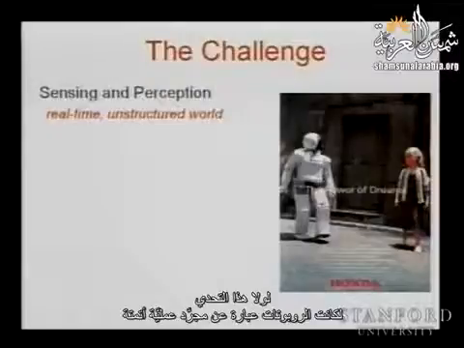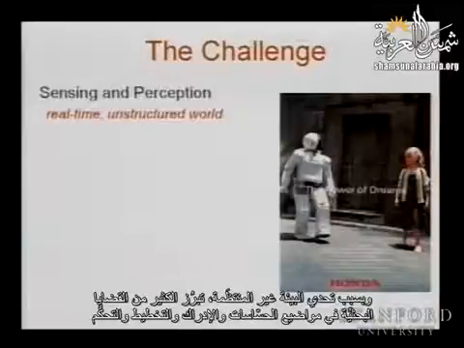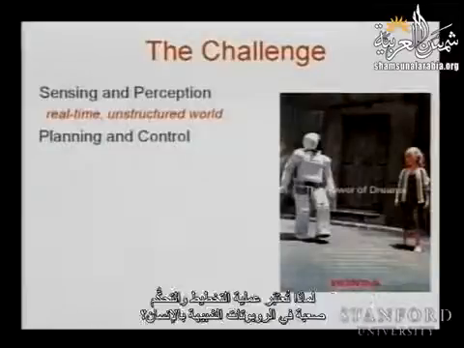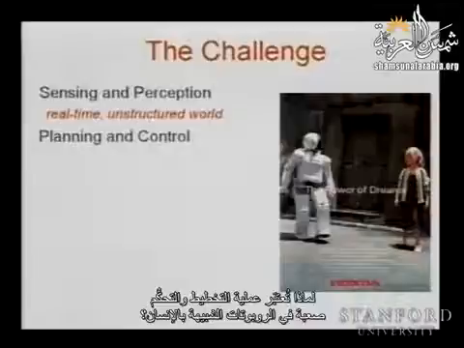I mean, without this challenge, in fact, robotics would have become just automation. But having the challenge of unstructured environment is bringing a lot of interesting issues to the research in sensing and perception, in planning and control. Why is planning and control hard here when you have those human-like robots? What is the problem?